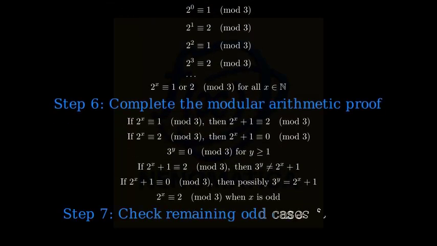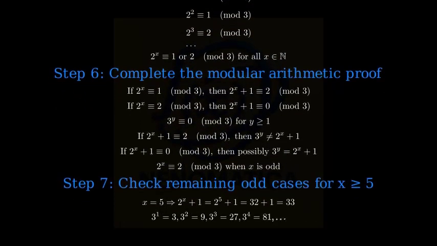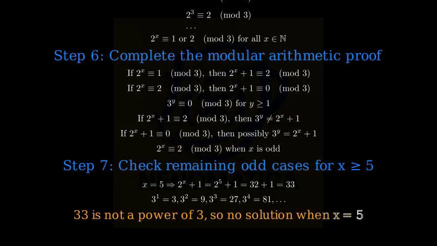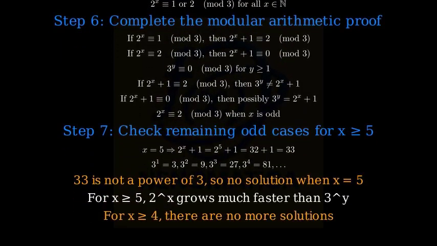Step 7. Let's check the remaining cases where x is odd and greater than or equal to 5. We need to check if 2 to the power of x plus 1 can equal 3 to the power of y for any odd x greater than or equal to 5. For x equals 5, we get 2 to the power of 5 plus 1 equals 32 plus 1 equals 33. Is 33 a power of 3? The powers of 3 are 3, 9, 27, 81. 33 is not a power of 3, so x equals 5 is not a solution.